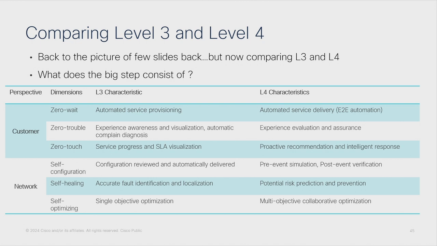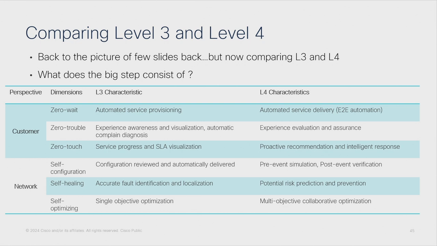And here something similar is applied to the different areas. For zero trouble, for example, from awareness and visualization, we move to a complete experience of self-evaluation and self-assurance done by the network. From service progress and SLA visualization, we are moving to proactive recommendations issued by the system to the operator to improve the network efficiency.